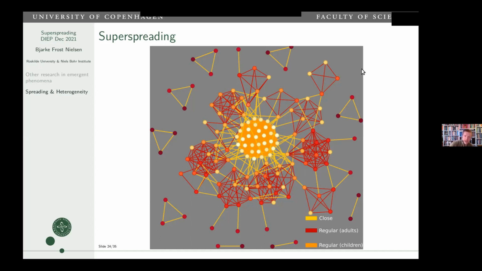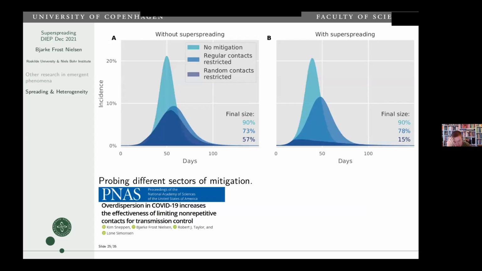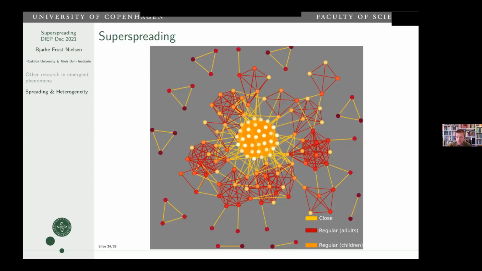But I don't want to get into the details too much, because I think, this being the Dutch Institute of Emerging Phenomena, we're more interested in the concept here, I think. But anyway, we also did this. Sorry, Bjarke, what are the isolated chains then?